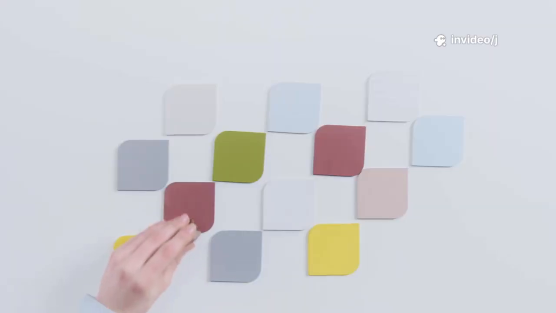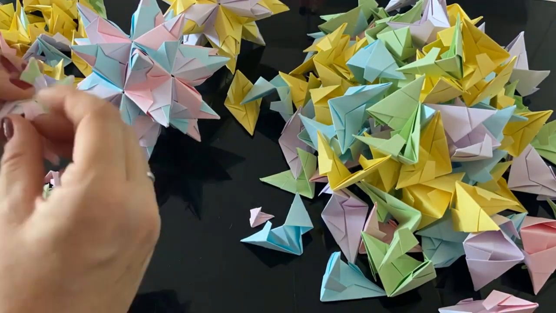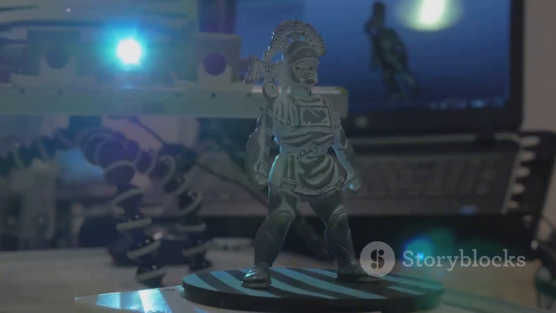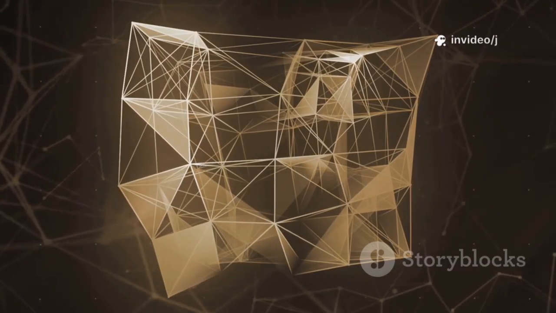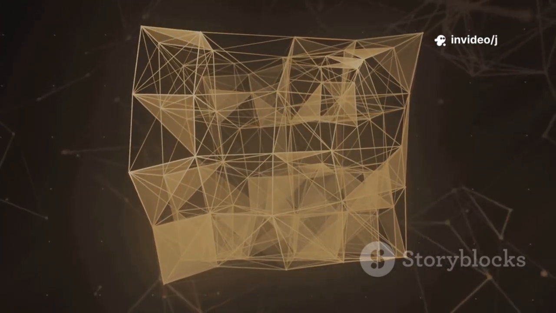If the pattern tiles a plane, it's two-dimensional. If it folds into a volume, it's three-dimensional. Recursively, it can become four-dimensional. Dimension is not a pre-existing box. It's a property that arises from the shape's internal logic.